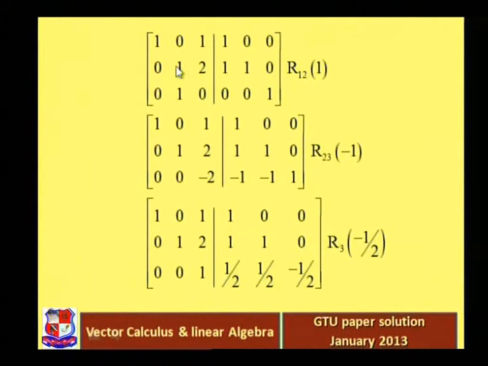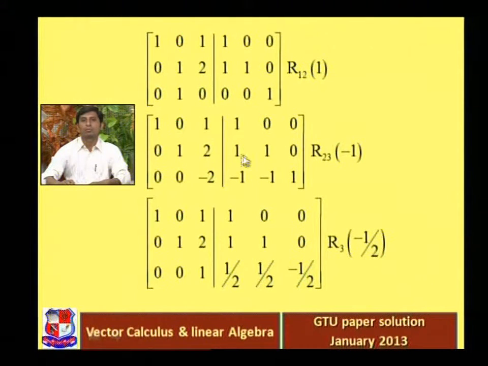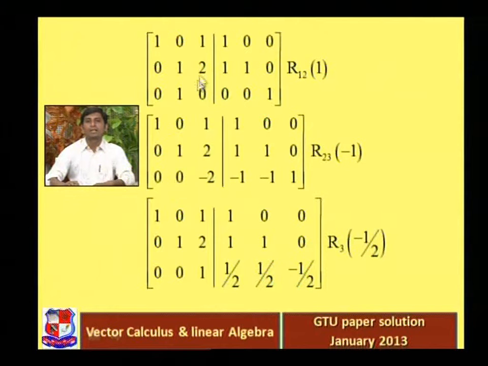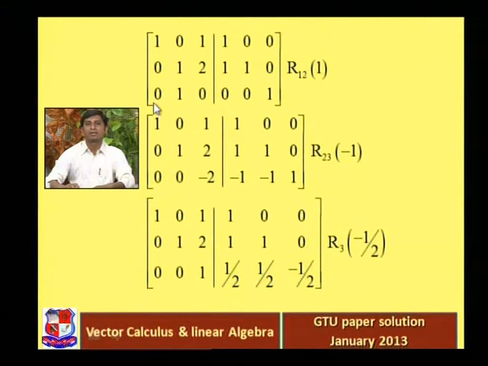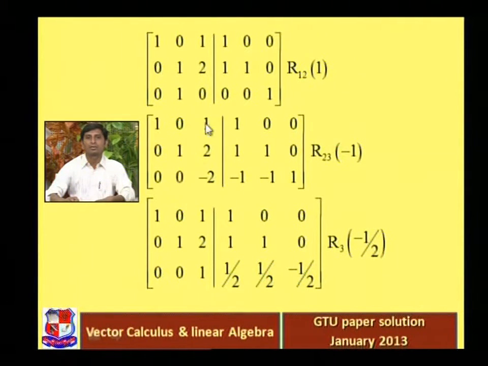Now pick up the second row. This is our leading entry 1. Below it we want to make 0, so we multiply the second row by minus 1 and add it into the third row. The first and second rows stay as they are: 1 0 1, 1 0 0, 0 1 2, 1 1 0. The third row becomes 0, 0, minus 2, minus 1, minus 1, and 1.